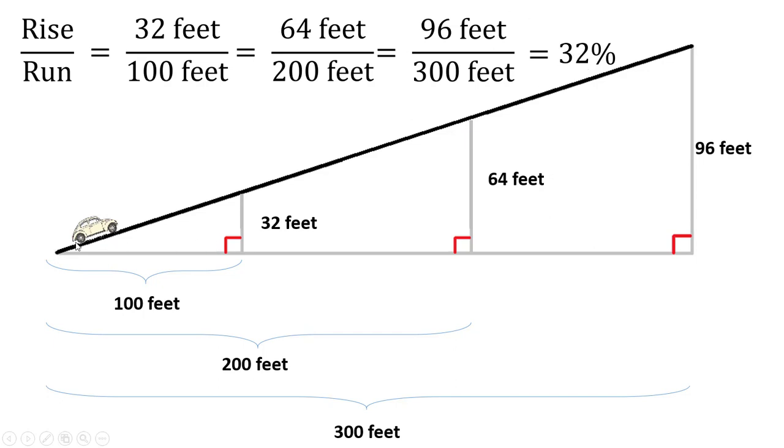So if a grade is consistent, we'll come back to this in point number 4. If a grade is consistent, then for every x it rises, it runs this. So for every 32 it rises, it runs 100. If it goes 32 more, it must have run another 100. And if it goes 32 more, it must have gone another 100. So hopefully that makes sense. And again, this ties right back to what you all know about slope already, probably from your previous classes.